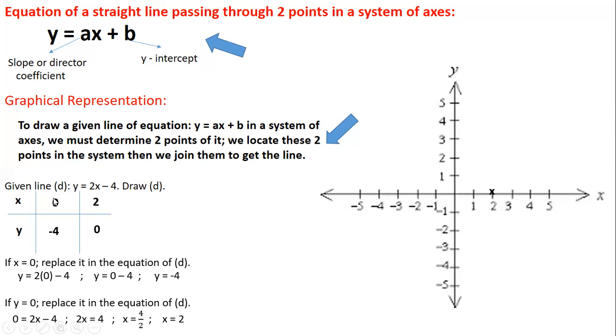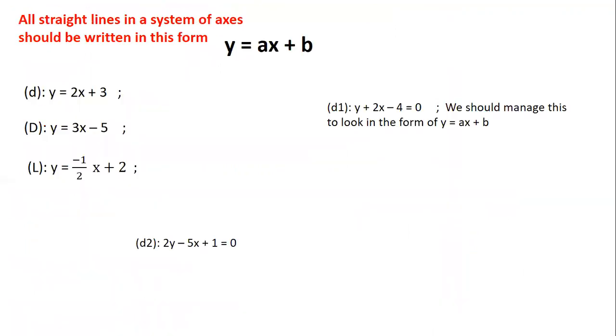Now, I plot these points in the system of axes. So for x equals 0, y will be equal to minus 4. Then this is the straight line D. This is how we plot a straight line in a system of axes.